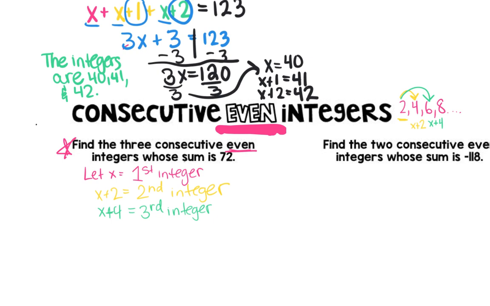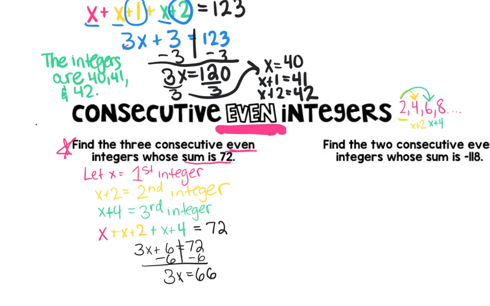So we know the sum is 72, so our equation is x, the first integer, plus x plus 2, the second integer, plus x plus 4, the third, and all of that is going to equal 72. My first step in solving, combine like terms. I have 3x plus 6 equals 72. Subtract 6 from both sides, and that gives me 3x is equal to 66. Now we're going to divide by 3 on both sides, and we end up getting x equals 22.